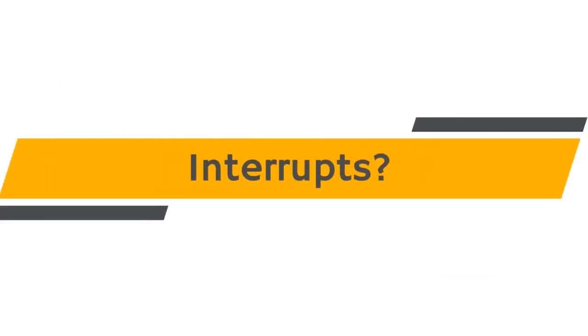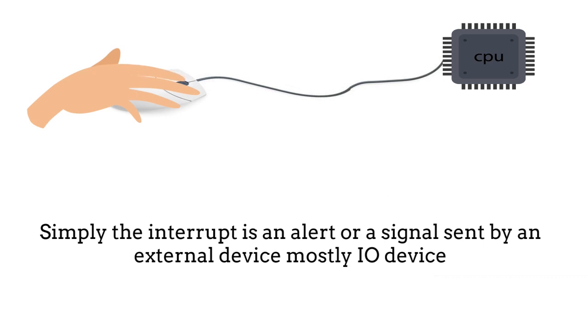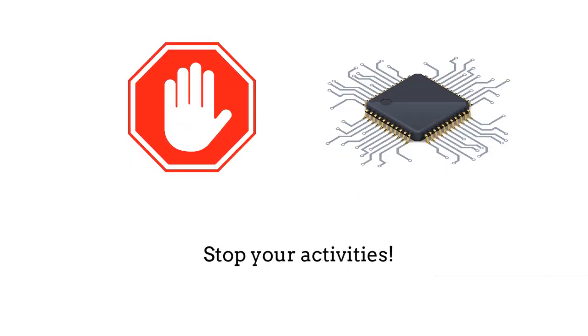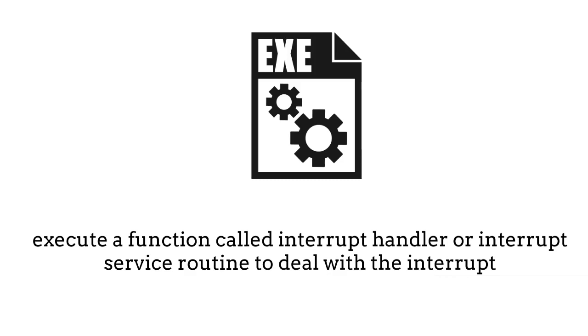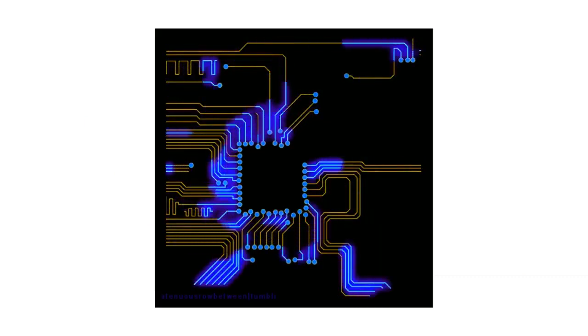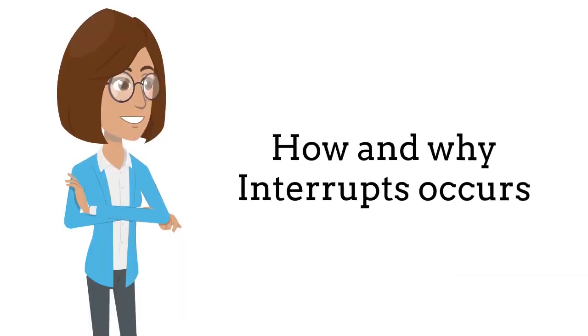First, we need to know what an interrupt is. Simply, an interrupt is an alert or a signal sent by an external device, mostly an I/O device. This signal is sent to the CPU to tell it that some process needs attention. The interrupt makes the CPU stop its current activities, save the current process state, then execute a function called an interrupt handler or interrupt service routine to deal with the interrupt. Then after the interrupt handler is finished, the CPU continues its normal activities after loading the previous state. That's how and why an interruption occurs.